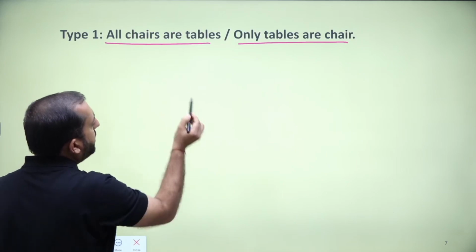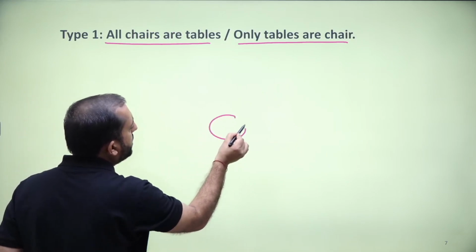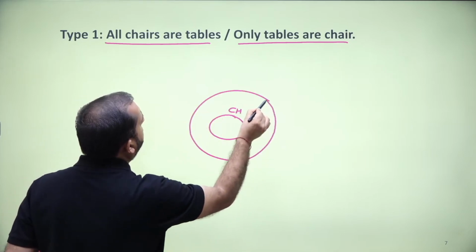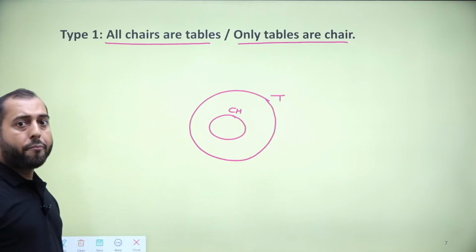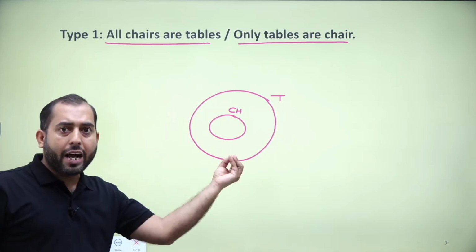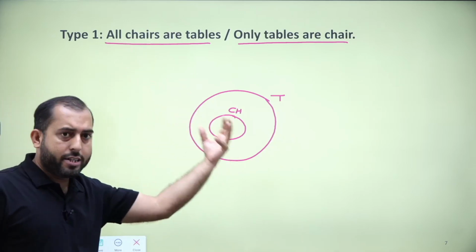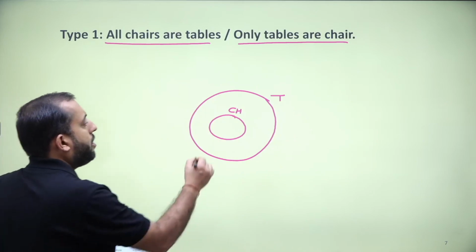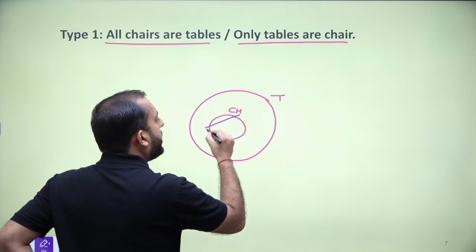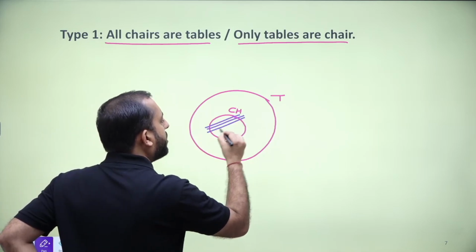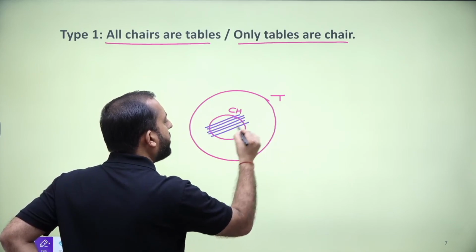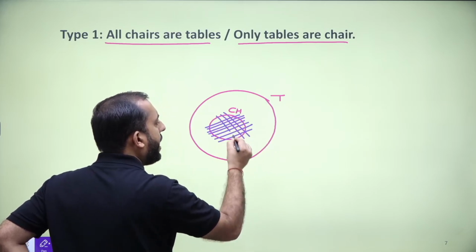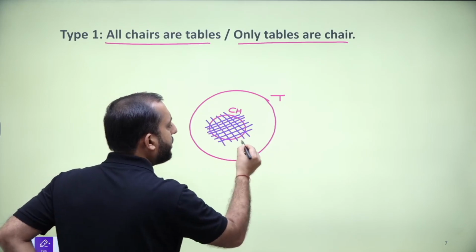See, all chairs are tables. So what will you do? You will draw the circle of chair well within the circle of table. So the minimum overlapping diagram for this particular kind of statement is this. Now do remember, in this diagram the region where chair and table are overlapping is called the definite region.